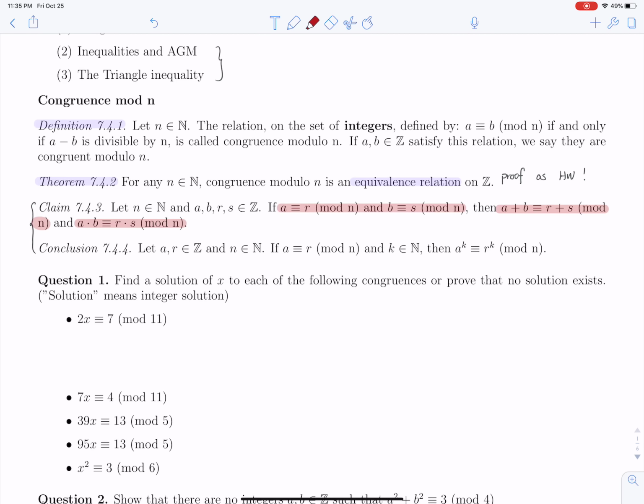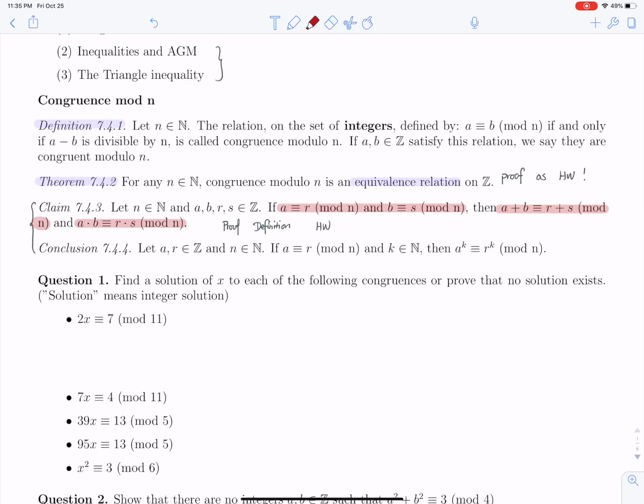The proof is really simple, and it requires you just to use the definition above. So the proof is just by definition of congruence modulo N. It's going to be really good practice for you to check if you actually understand this, if you actually know the definition. So I would say prove this as homework, and you can always check your answer on the course notes.